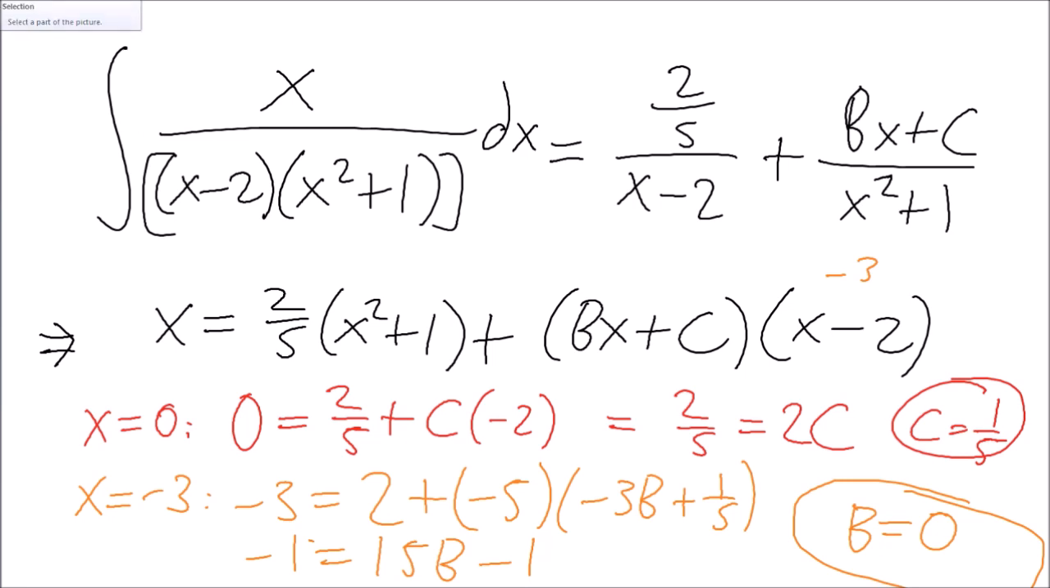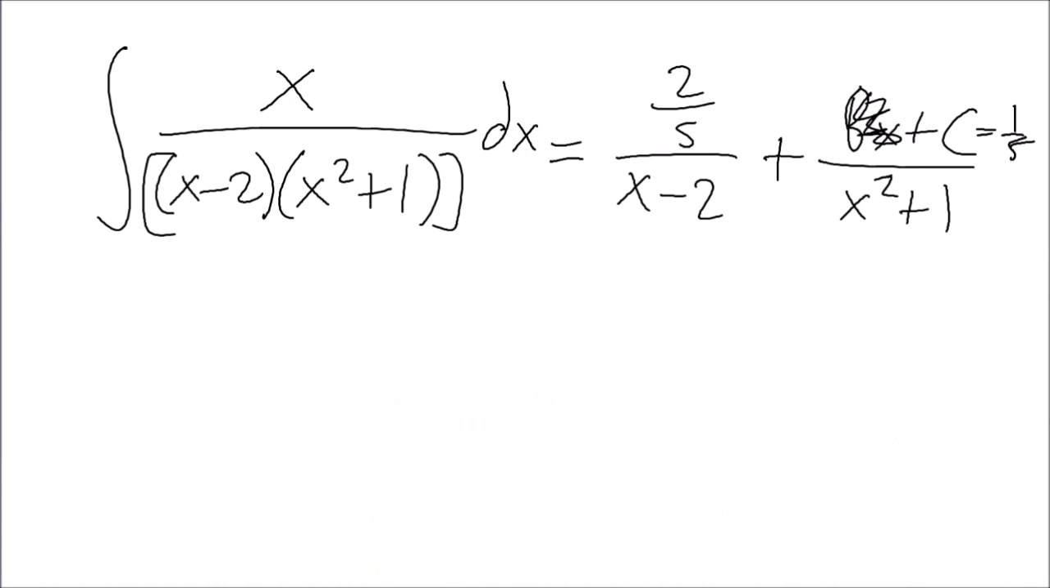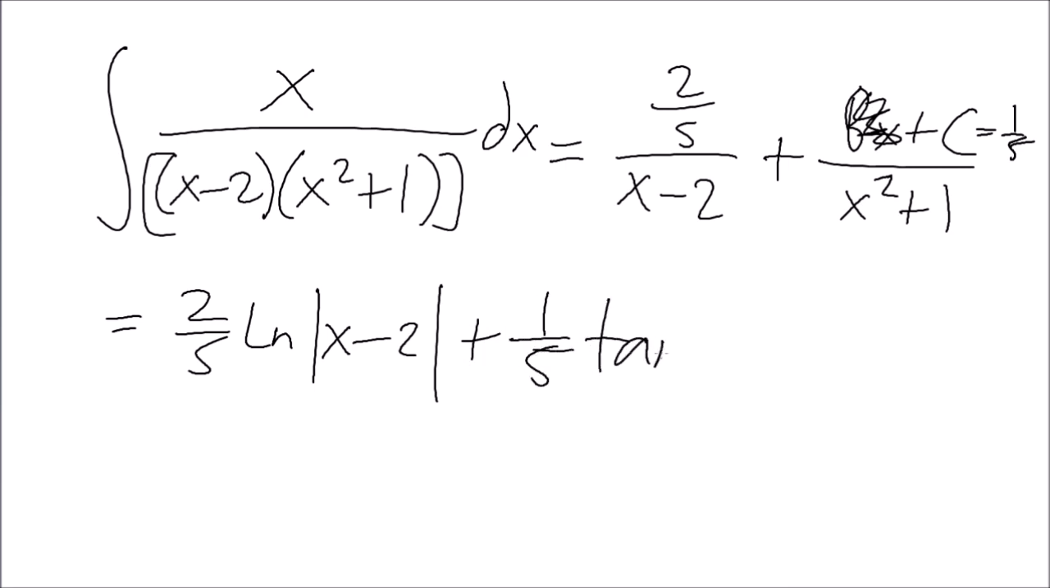Okay. So just write this out. This is just 0, and c is equal to 1/5. All right, cool. We'll go ahead and erase all this. So now our integral is, let me just dive right in. 2/5 ln of x minus 2. And then we have c equals 1/5, so we have plus 1/5 of the inverse tangent of x.